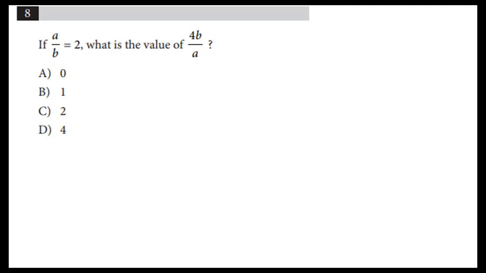Okay, another way of doing this would be just to make some substitutions. So if a was 10 and b was 5, then 10 divided by 5 does equal 2. And then flipping those is a half, and this is 4 times the flipped version of a half. So that's 2.